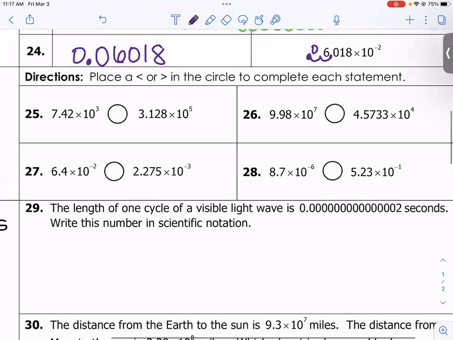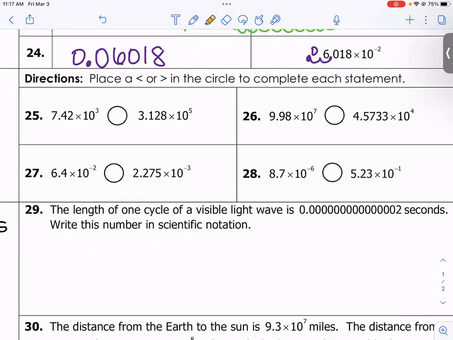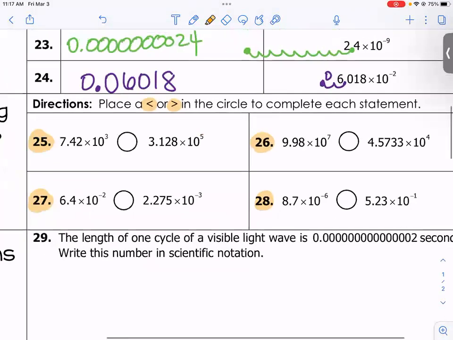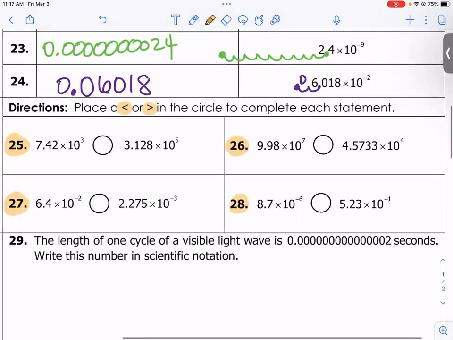Okay. So to end our time together before I give you time to work, I want you and your elbow partner to put a greater than or less than sign. Decide together which number is bigger and why, and then we're going to talk about it as a class.